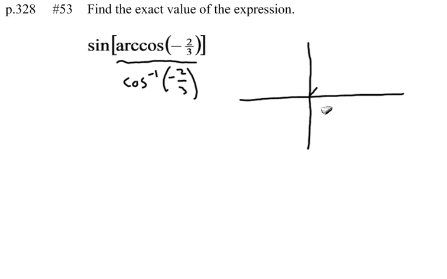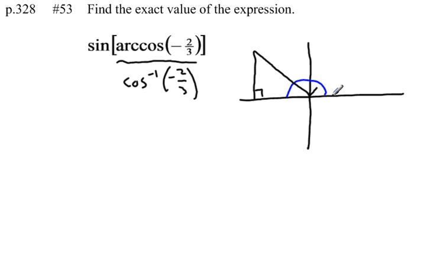And let's try to draw a different triangle. The only way to make that adjacent side equal to a negative value is to draw that triangle over here in quadrants 2 or 3. Now, for inverse cosine, my range is limited to these values right up here. So I've got to draw this not in quadrant 3, but in quadrant 2. So let's draw this triangle right here.